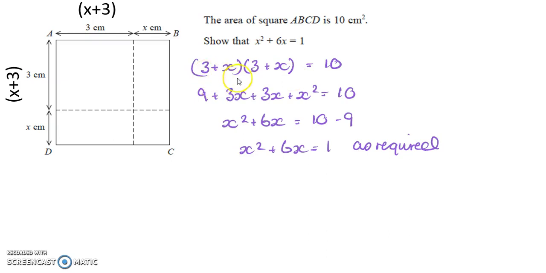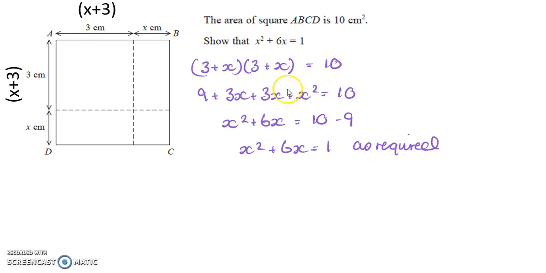I've expanded these, so I've done 3 times 3 to give me the 9, and then 3 times x to give me 3x. This x times this 3 is another 3x. And then we've got x times x at the back of the bracket, so that will give me x squared. Then I've decided to tidy this up a bit, because we're trying to get it to look like this. This is what we want our answer to look like. So far we've expanded the bracket. If we tidy this up, you can add the 3x's together, so 3x plus 3x is 6x. I've got x squared, and I've decided to write it with the highest power first, so x squared plus 6x.